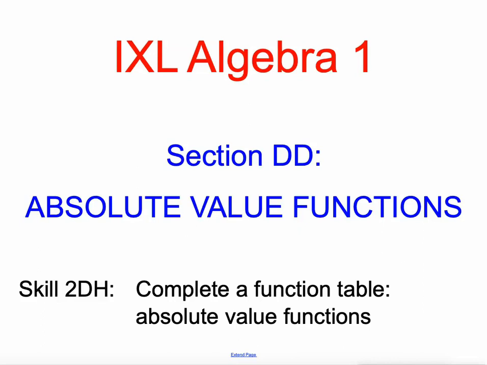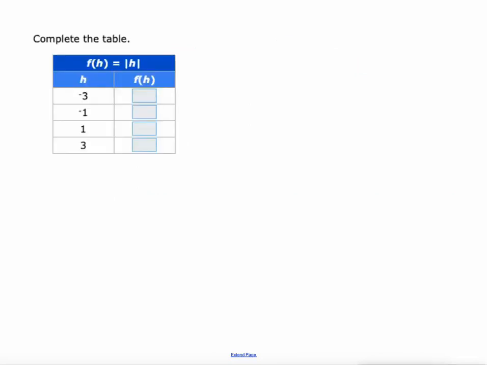These are all absolute value functions. Today we're going to complete a function table. Not a lot to it, just a matter of following order of operations. So in this case we have f of h is equal to the absolute value of h.